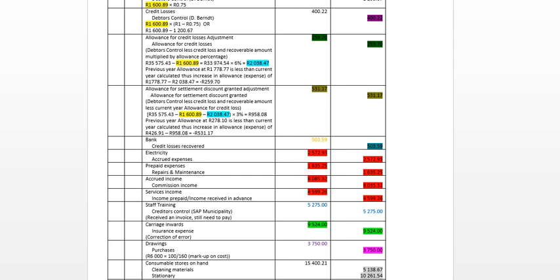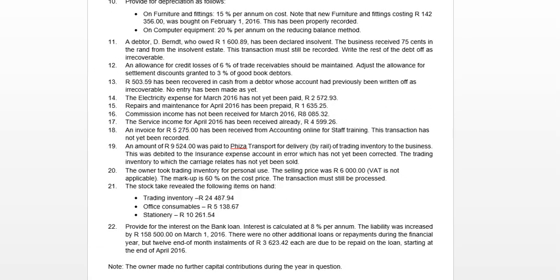Okay, so it should be 958 Rand and 8 cents. Previously it was 426 Rand, so there's an upward adjustment of 531 Rand and 17 cents. So we're going to debit our expense account, being our allowance for settlement discount granted adjustment, by 531 Rand and 17 cents, and we're going to credit our allowance for settlement discount granted account 531 Rand and 17 cents. Okay.